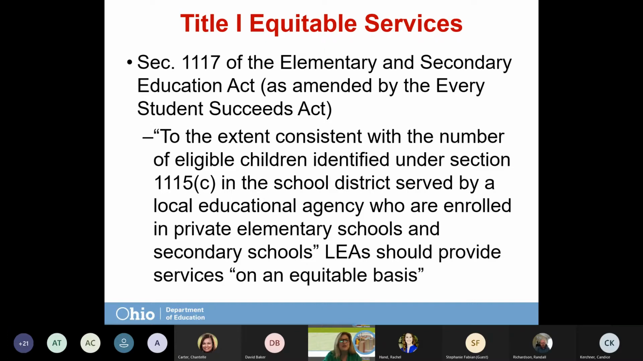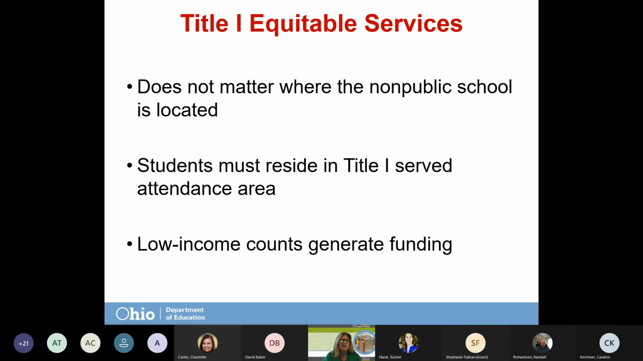To be eligible for Title I services at a non-public school, the children must live in a public building attendance area that's served with Title I. If you have 3 elementary schools in your district, but only provide Title I services at 2 of those buildings, children residing in the attendance area of the 3rd unserved building are not eligible for Title I services. If you do not serve your high schools with Title I, non-public high school students from your district would not receive equitable services. Students don't have to be low income to receive services, but low income student counts are used to determine the amount of equitable Title I services available to a non-public school.